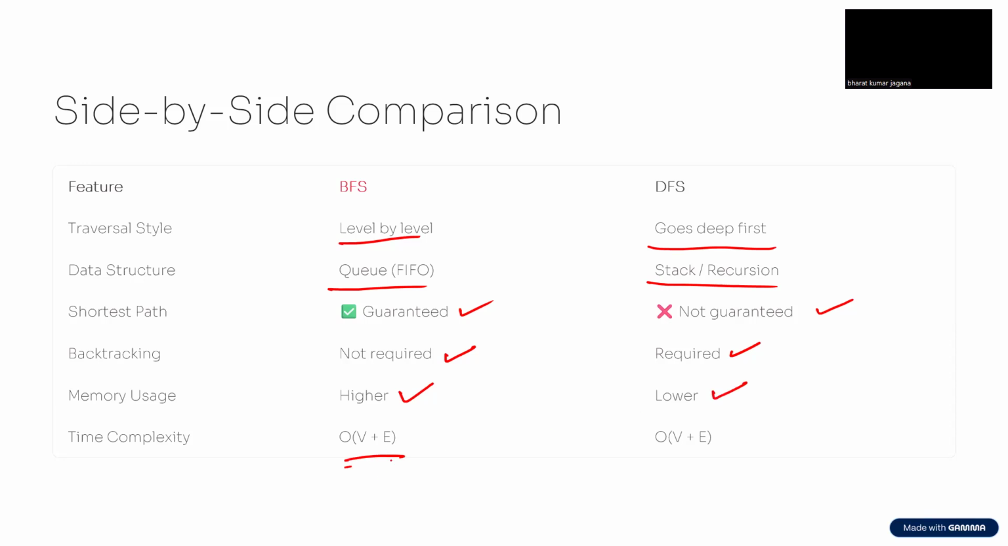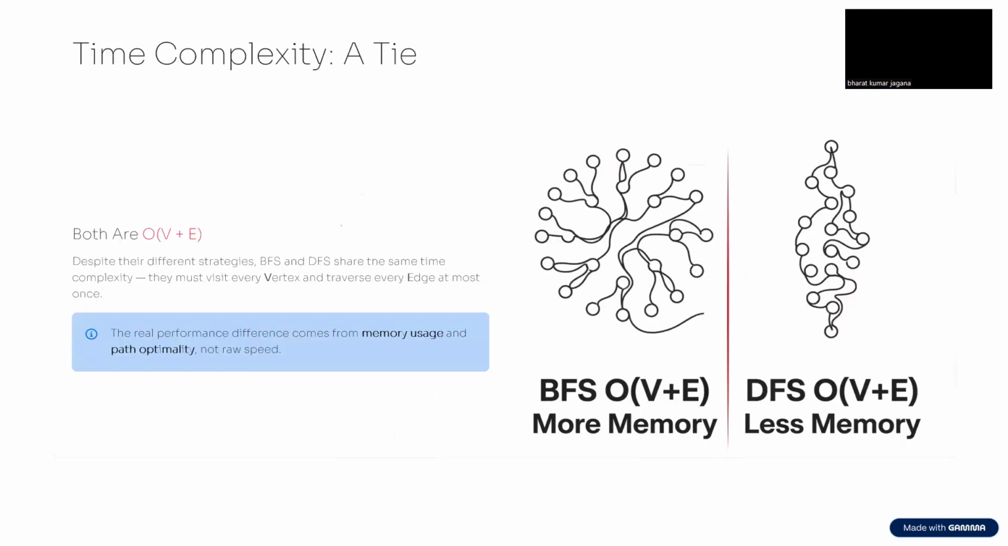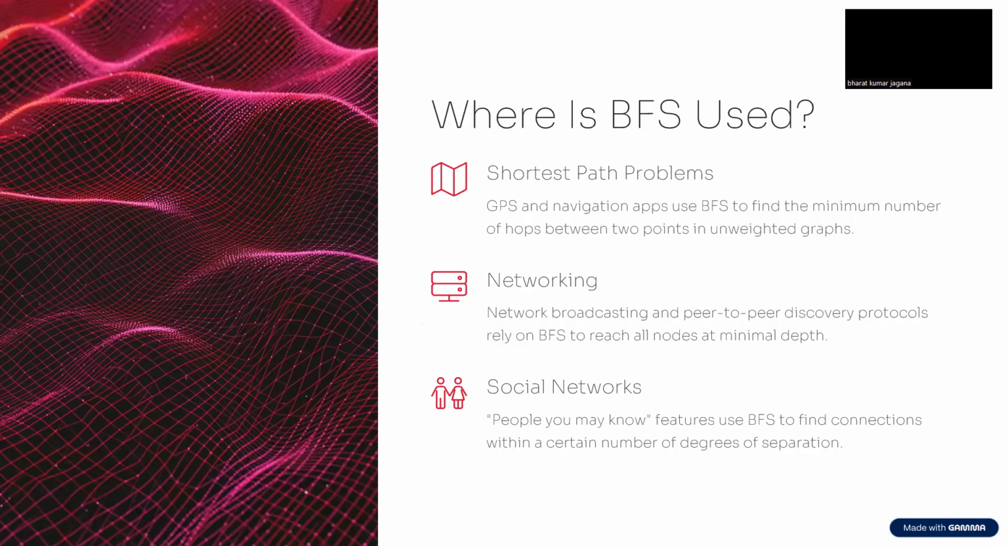And time complexity is order of vertices plus edges. If you have a graph like this, what is the time taken for it? It definitely depends on how many vertices you have and how many edges you have. It is a combination of both. In the case of BFS and DFS there is no difference. It is a combination of how many vertices and how many edges we have, and both are O(V + E).